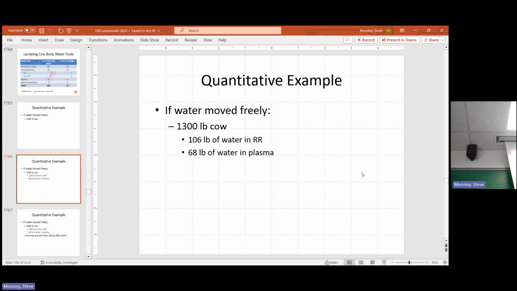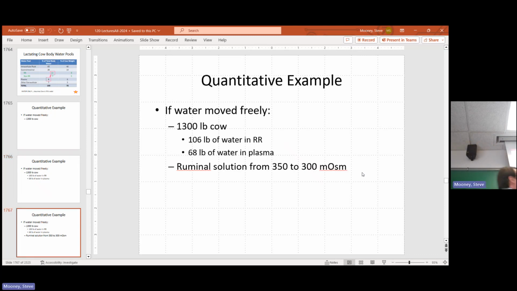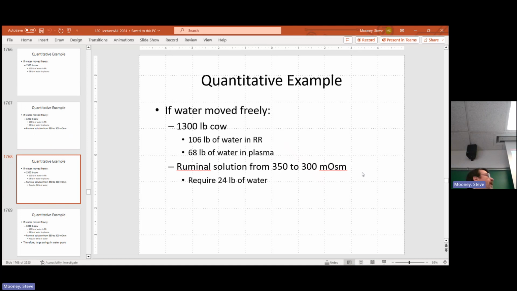So in a 1,300-pound cow, you're looking at 106 pounds of water in the rumen and reticulum. You've got 68 pounds of water in the plasma. If I want to take that ruminal solution from that hypertonic back to equilibrium with the blood, 300, 290, I have to move 24 pounds of water to do that. 3 gallons. So I'm taking 24 pounds out of here. That leaves me with 44. She's going to be in trouble from a blood volume standpoint.